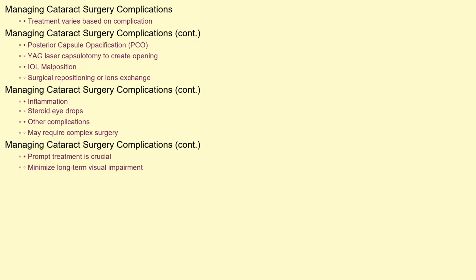Treatment and management strategies vary depending on the specific complication. Posterior capsule opacification, or PCO, is commonly treated with a YAG laser capsulotomy, which creates an opening in the cloudy capsule to restore clear vision. IOL malposition may require surgical repositioning or exchange of the lens. Inflammation is often managed with steroid eye drops. Other complications may require more complex surgical interventions. Prompt and appropriate treatment is crucial to minimize long-term visual impairment.